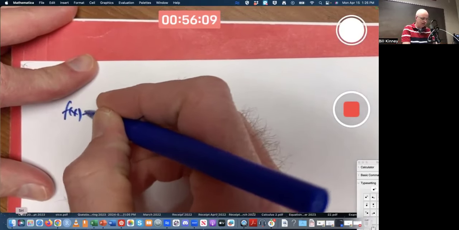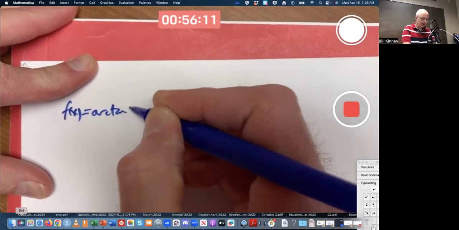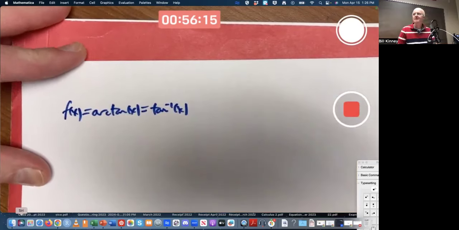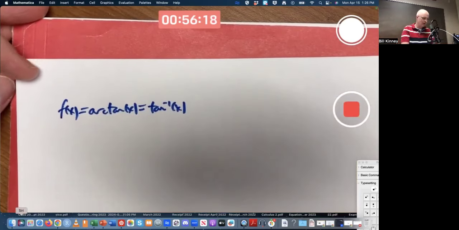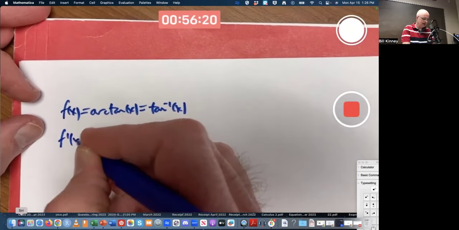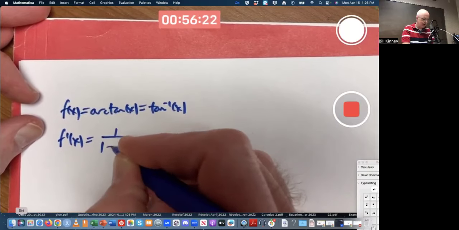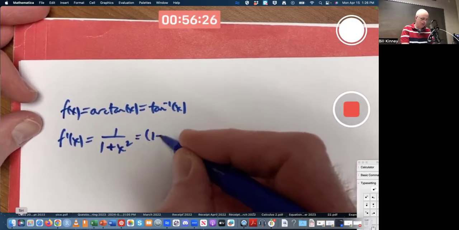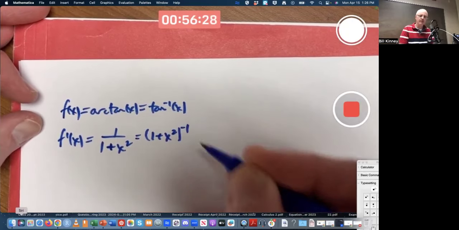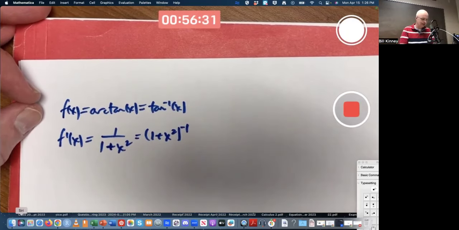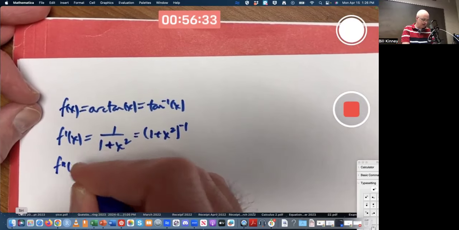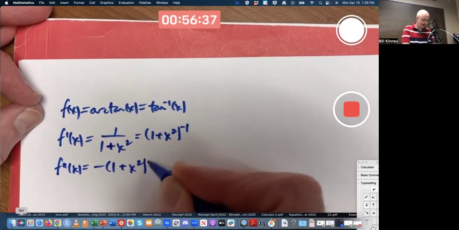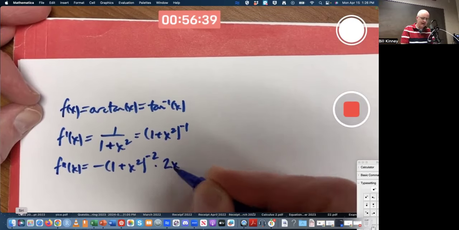How about f of x equals arctangent of x? Also known as inverse tangent of x. Take derivatives. There's the first derivative. Maybe write it like this so that after this point we might be able to avoid the quotient rule. What's the second derivative? Don't forget the chain rule and get this.